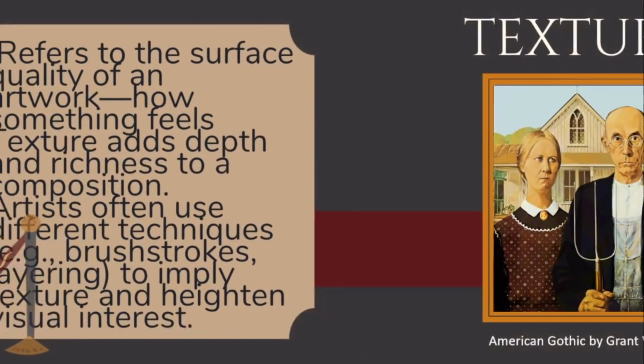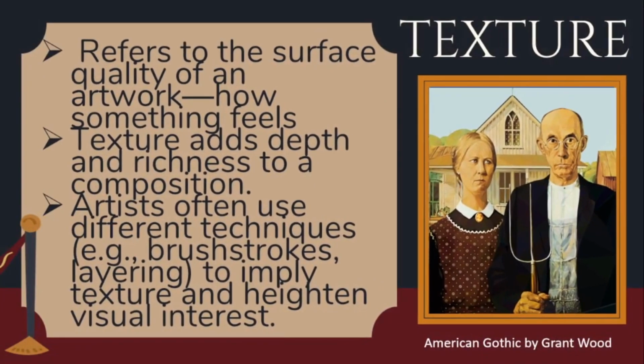Texture. Texture refers to the surface quality of an artwork, how something feels or appears to feel. It can be tactile, actual texture, or visual, implied texture. Texture adds depth and richness to a composition. It can also convey a sense of realism or emphasize particular features of the work. Artists often use different techniques, e.g., brushstroke layering, to imply texture and heighten visual interest. Example, American Gothic by Grant Wood.